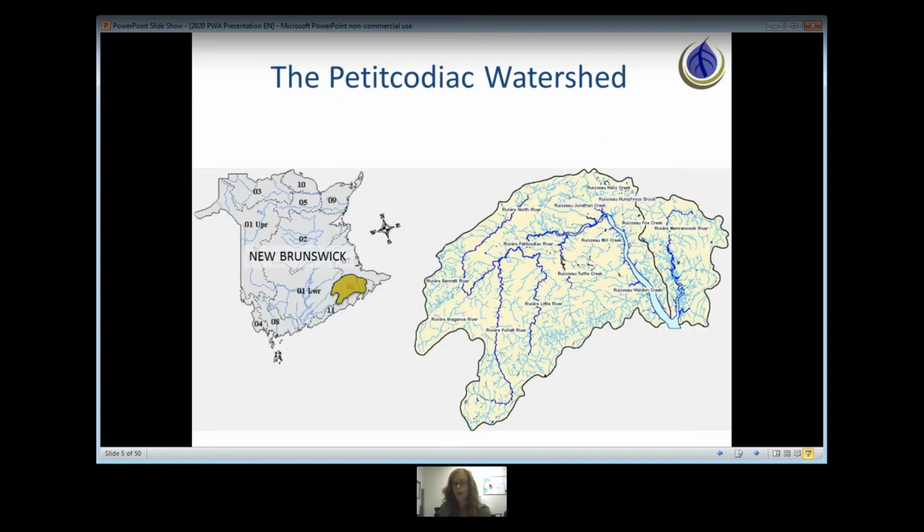So this is just the example of the Petitcodiac watershed. It covers the Memramcook area, as well as the Greater Moncton area, which also includes Turtle Creek, where our reservoir is, our drinking water. It also includes all the way up to the Petitcodiac and Elgin areas as well. So it stretches quite a ways, and it's the third largest watershed in the province.